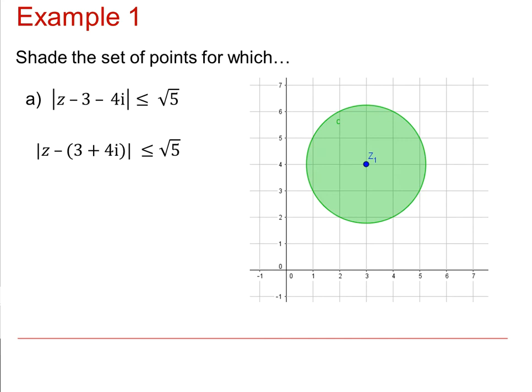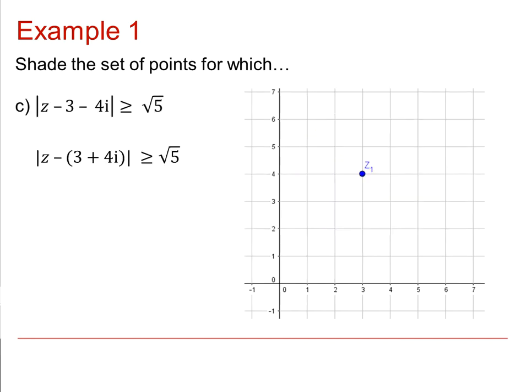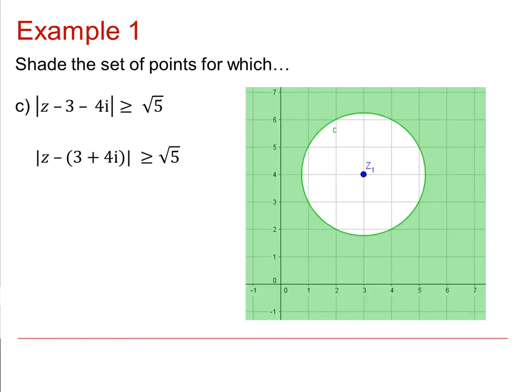Now we can change that inequality around a little bit. This time we have the same circle, but the region doesn't include the circle itself, the circumference of the circle, so we indicate that with a dotted line. We can carry on changing the inequalities a little bit. So here we've got greater than or equal to root 5. So this time it's going to be everything which is outside the circle and includes the circle itself, so we have there a solid line for the circle.